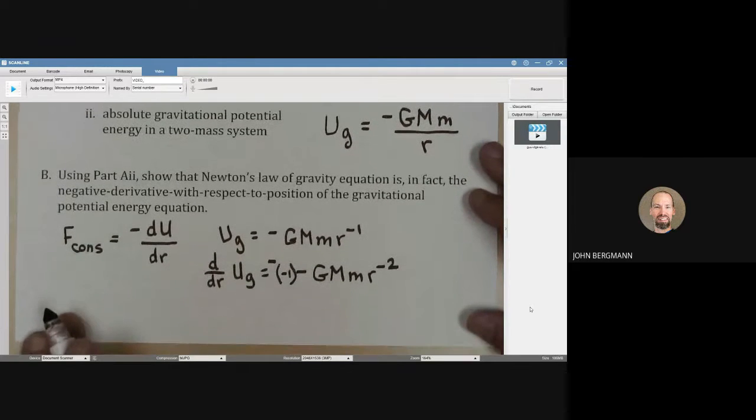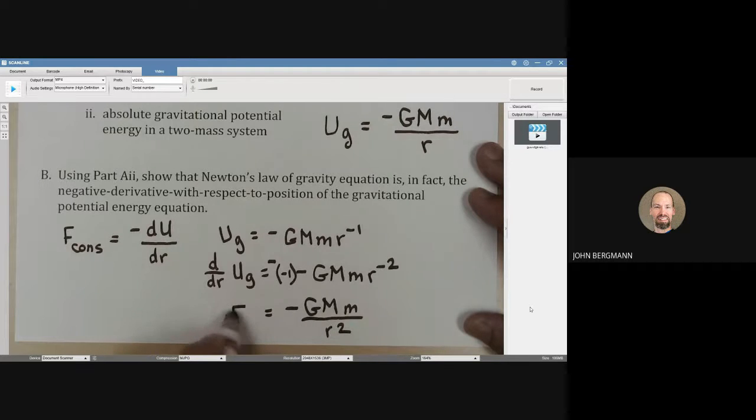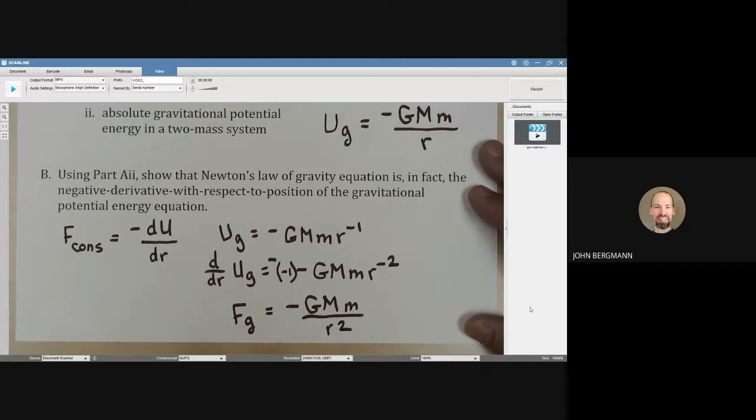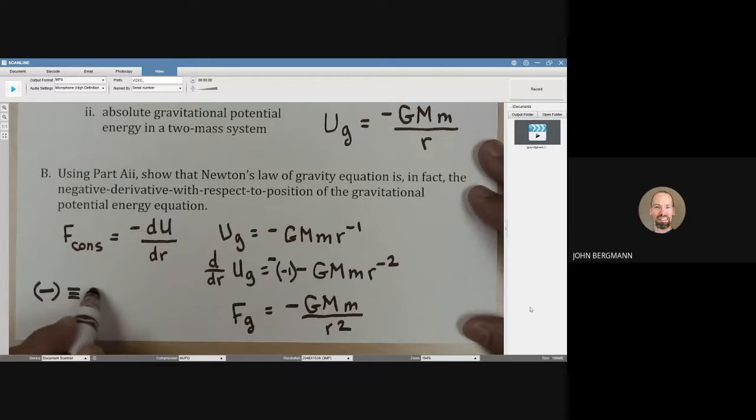Now, if you simplify that, two of these negatives end up canceling. And so what you get is an expression that looks like this. The opposite of G times M times other M divided by r squared. And that is Newton's law of gravity. Now, what's with the negative sign there? The negative sign indicates attraction. It indicates an attractive force, which gravity always is.